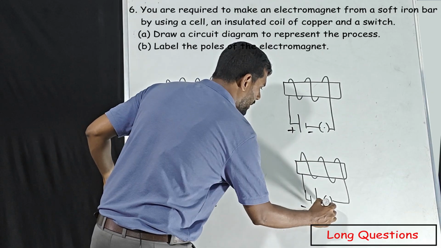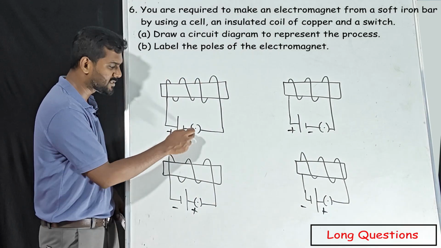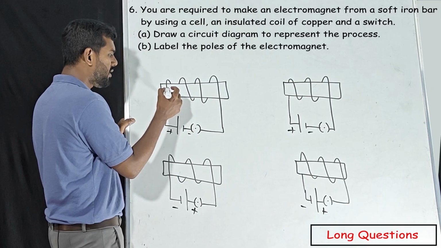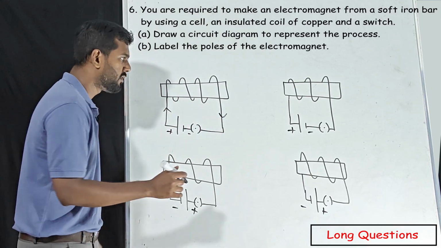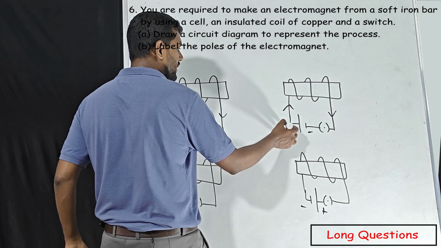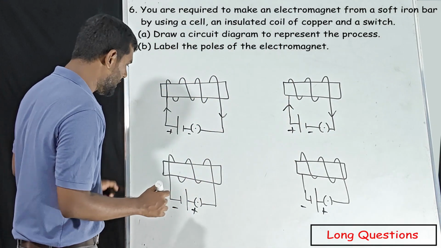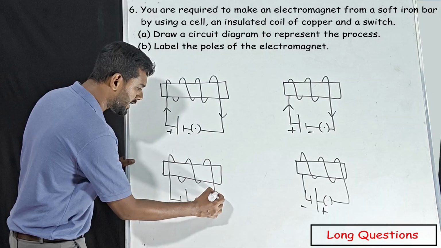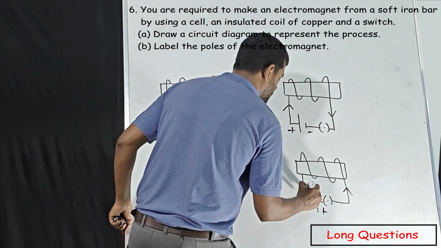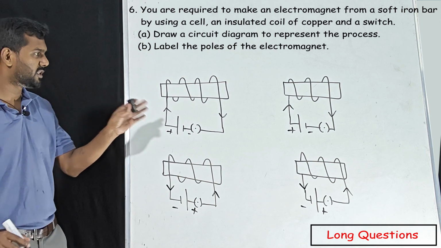Plus, minus, minus, plus. Once you write the plus and minus terminals, draw the arrow marks of current. This is enough. So here also it's going up and coming down, because the plus current always flows from plus to minus. So here the current goes up and comes down. Okay, now this is done.